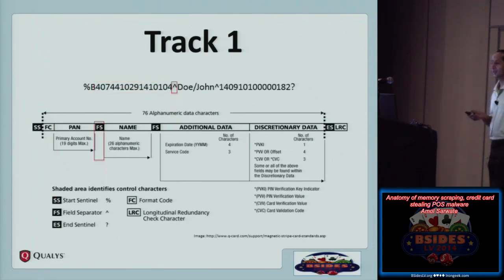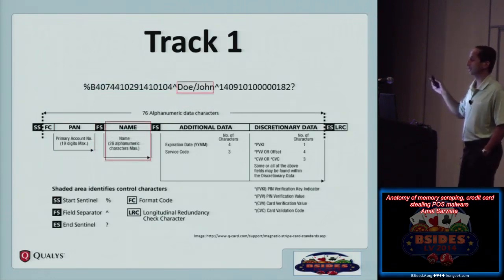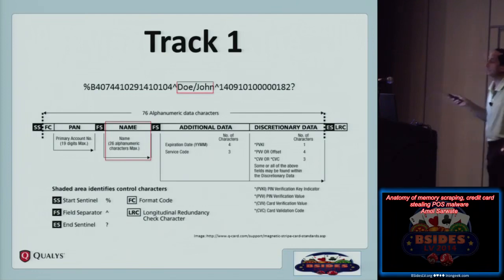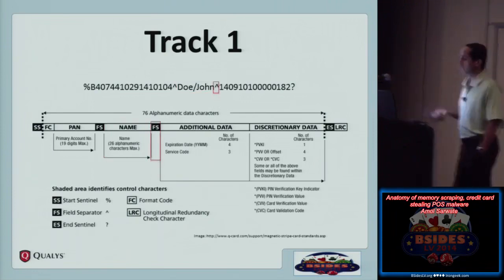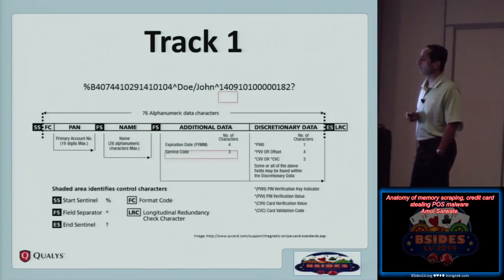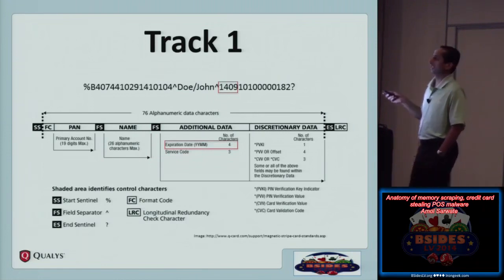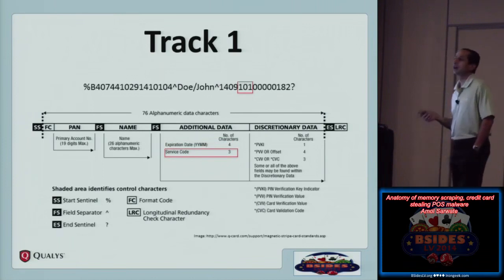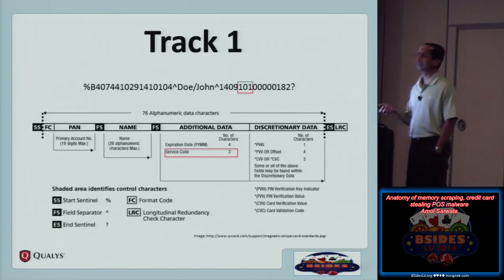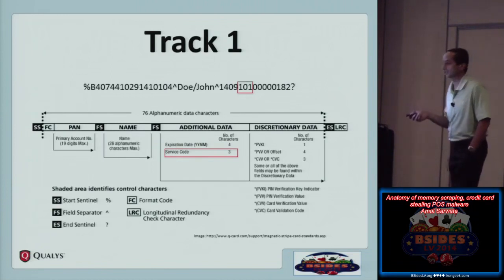Followed by a field separator, which is a caret symbol, followed by 26 alphanumeric characters. Remember, track 1 can store alphanumeric characters. So this has basically your name, your last name / first name. Followed by again a field separator, which is a caret symbol, followed by additional data. The first 4 bytes of additional data have the expiry date of the card in YYMM format. And the next 3 bytes are the service code. The service code is basically how the card can be used. Is it a debit card, credit card, what restrictions does it have, and whatnot. So that is stored in the service code.